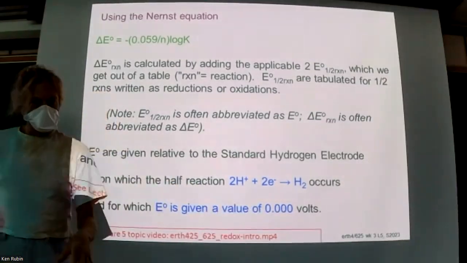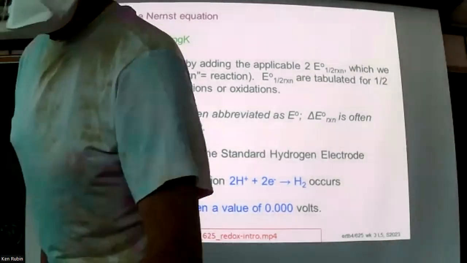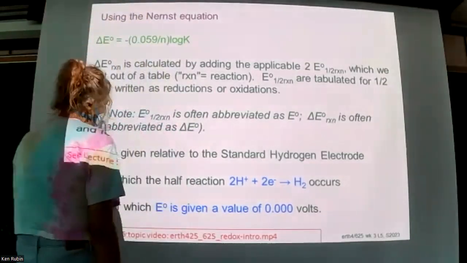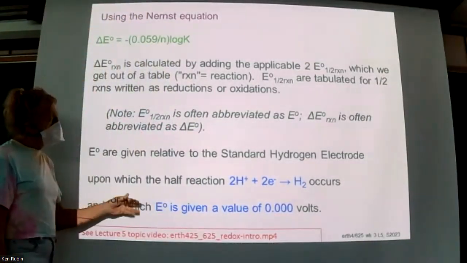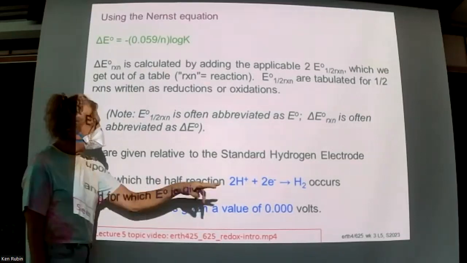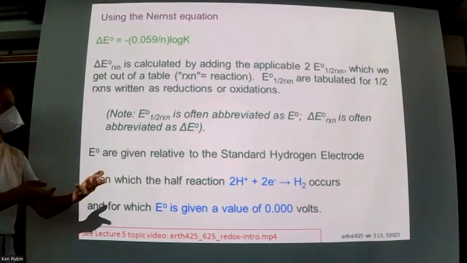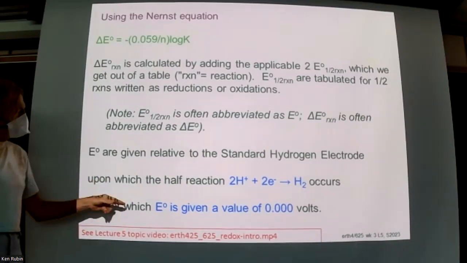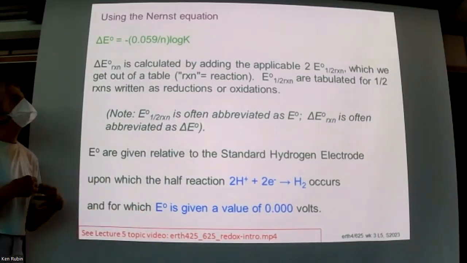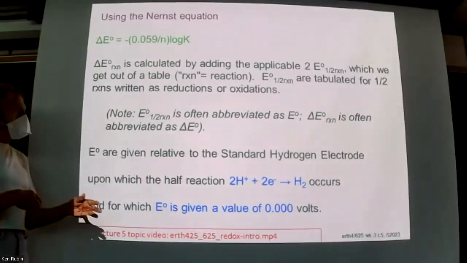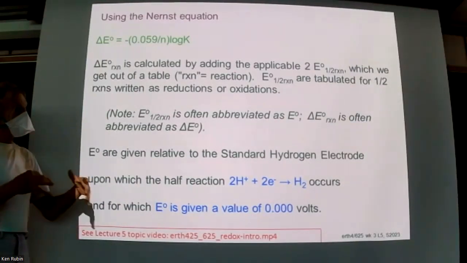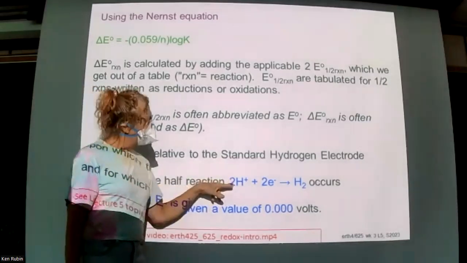So it's a reference value. It also means that when you find reactants where the E naught is positive relative to this, it takes less electromotive force to make that oxidation or reduction happen, and when you have a negative value, it takes more, right?